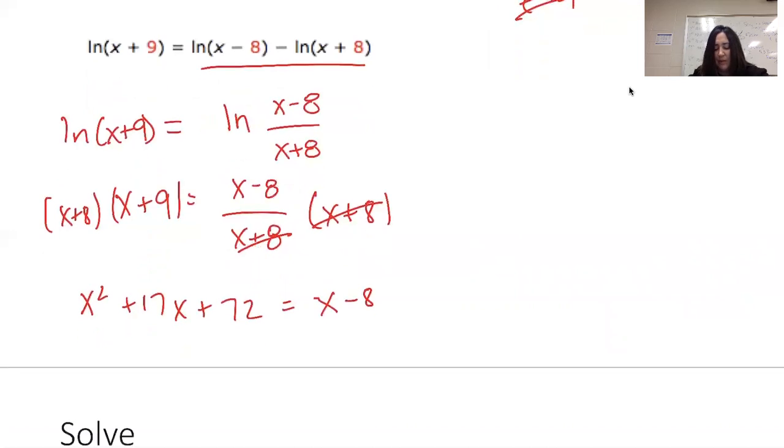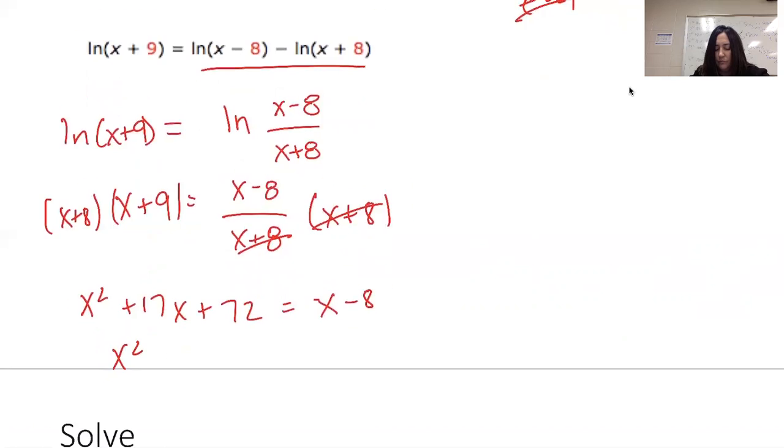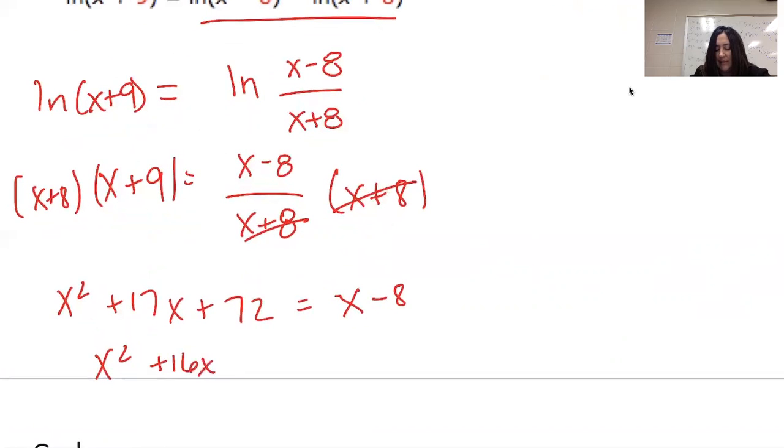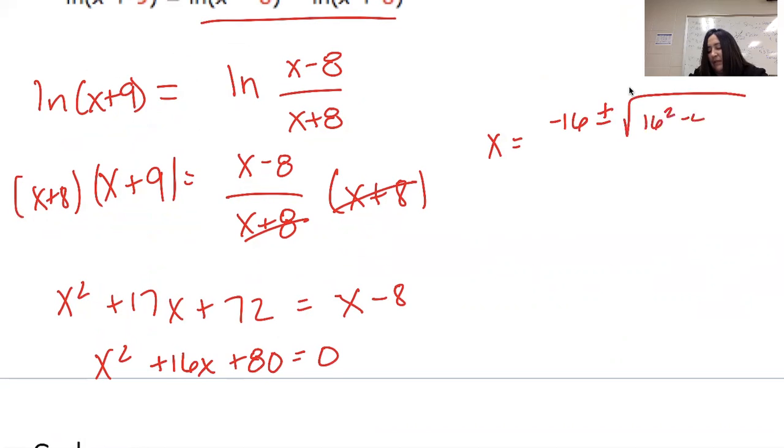Move everything around. So we'd have x squared plus 16x. We are going to add. So that's going to give me plus 80 equals 0. Now again, you can factor this, or you can do quadratic formula, whatever you want to do. So if I did quadratic formula, I would say x equals negative b plus or minus the square root of b squared minus 4ac all over 2a. Whoops, but our a is 1. So just 2.